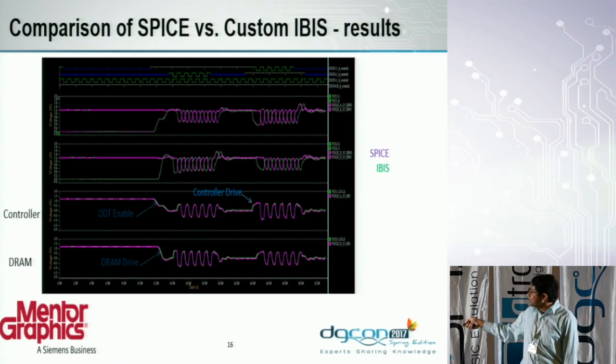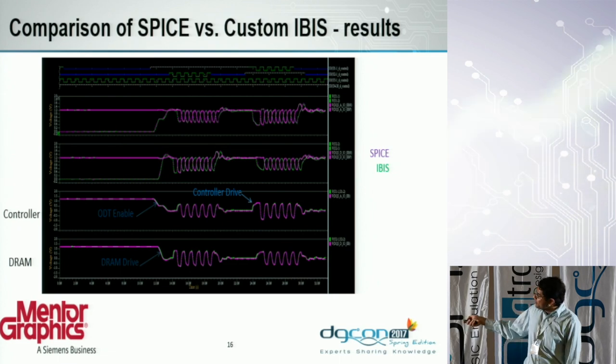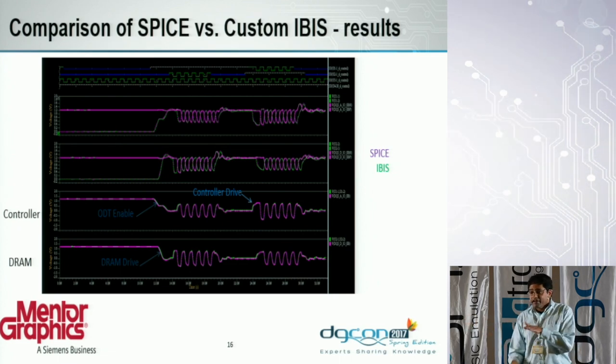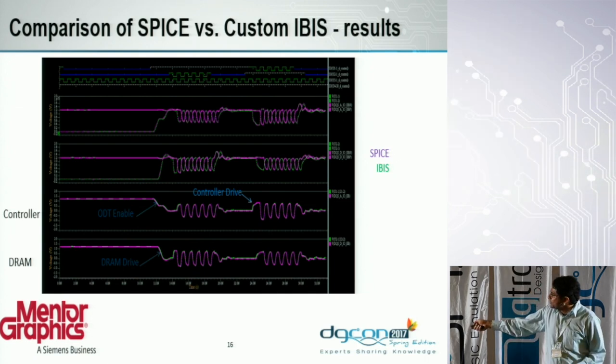Purple is SPICE, green is IBIS. You might wonder why there's only purple, because the green is right under it, which is a good thing, because that means that the SPICE and the IBIS really correlate very well. So what we did here was we started tri-state, tri-state, so nobody's doing anything.